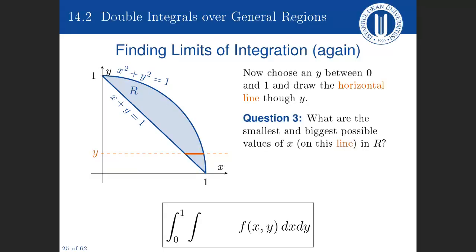Next, we need to find the possible values of x. So let's draw a horizontal line somewhere and ask what are the smallest and biggest possible values of x on this line in R. Smallest possible value of x is 1 minus y. The biggest possible value of x on this line is square root of 1 minus y squared. We can fill these in, and looking at the bottom, we find that we have the integral from 0 to 1, integral from 1 minus y to square root of 1 minus y squared, some function f of x y dx dy.